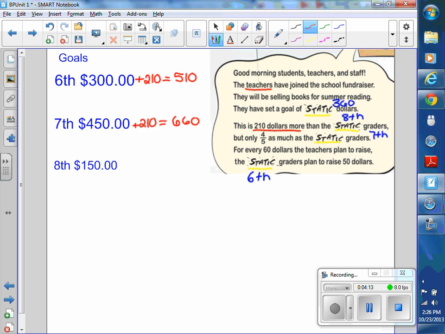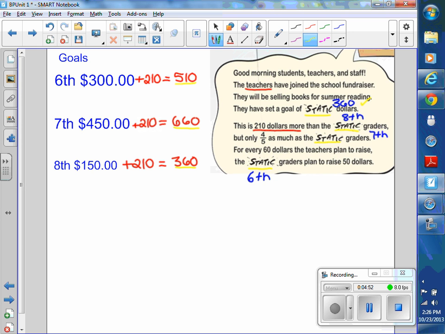Right. So it might be that the teacher's goal is 510. It might be that the teacher's goal is 660. Or it might be that the teacher's goal is 360, and so you got that by adding 210, right? Yeah. So if we look at Peter's guess, so far his guess is possibly correct. So far 360 is looking good. Okay? Haley, question or a comment?